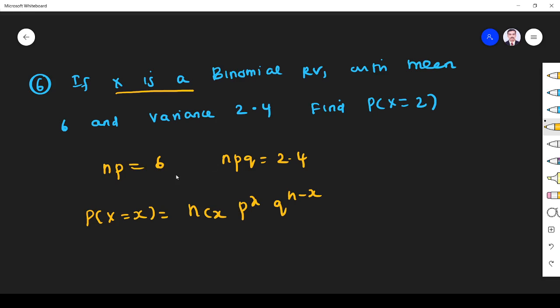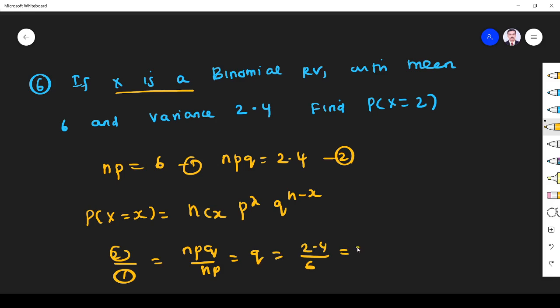How are we going to find them? This is equation number 1, this is equation number 2. If you divide 2 by 1, what will happen? npq divided by np is equal to q. So npq is 2.4 divided by 6, it is 0.4. This implies q is equal to 0.4. Q is equal to 0.4 means p is equal to 0.6, because p plus q is equal to 1.